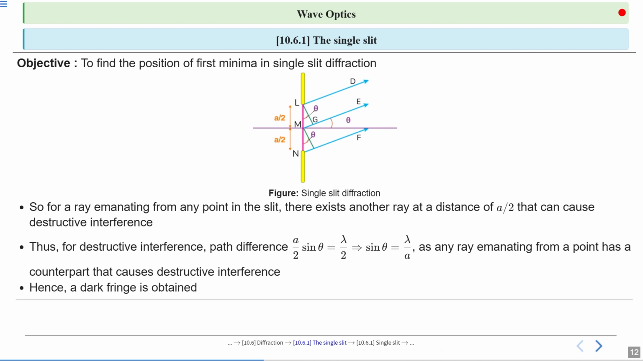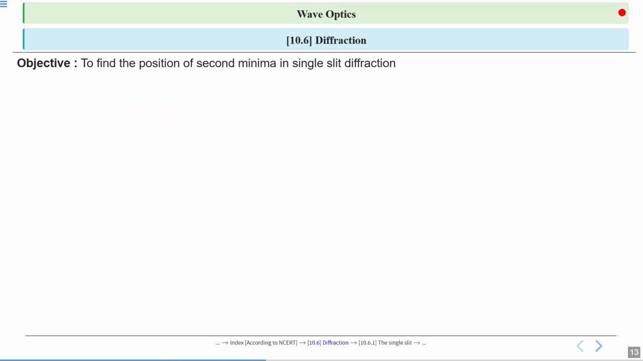As a result of this condition, we observe a dark fringe or minima in the diffraction pattern. This is the key takeaway. The position of these dark fringes is determined by the interplay between wavelength of light and the slit width. Now our objective is to find the position of second minima.